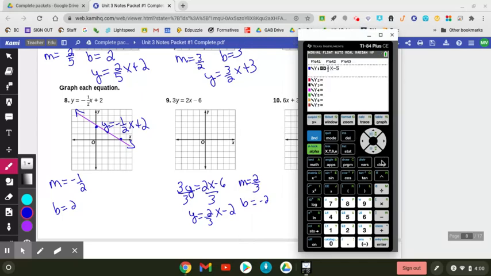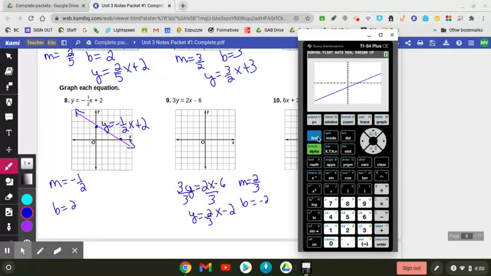I'm going to clear out my equation. I'm going to type in my equation, alpha y equals, to get my fraction. I'm going to do 2 over 3, X is next to the green button, minus 2. And then I can see the graph. So I get an idea of what it looks like, but it's hard to graph from that.